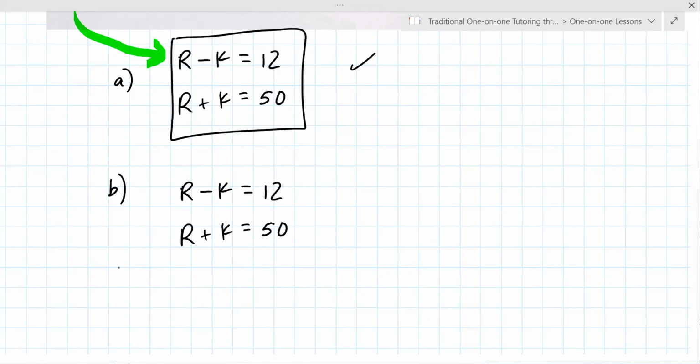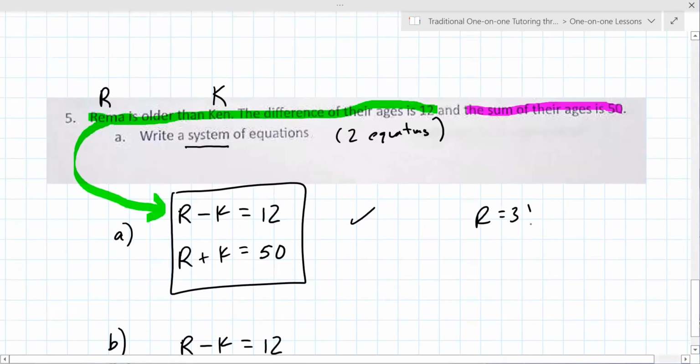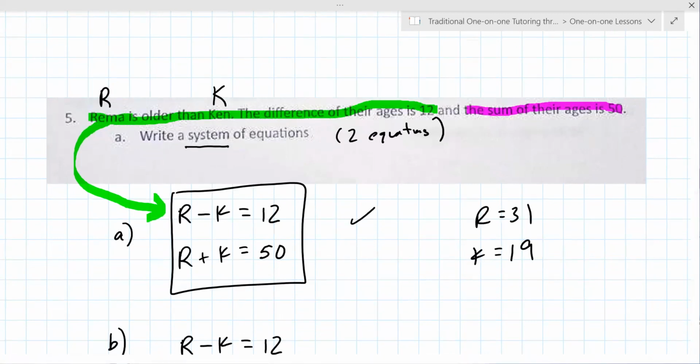I got R equals 31 and K equals 19. Okay, so now what you would want to do on the test, if you had time and you got done, you'd want to go back and say, okay, does this actually work? In terms of the words, is their difference 12? Yes. And do these two numbers add up to 50? Yes, they do. It's just a way of checking, do they work out? And they do. Perfect. Awesome. All right. Okay, so let's go back and do number two.